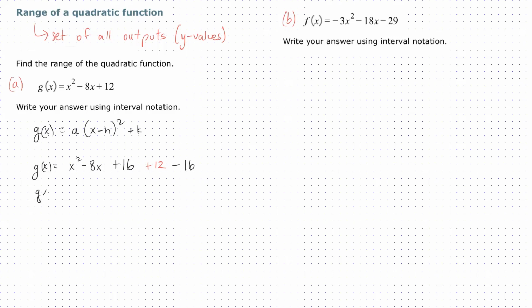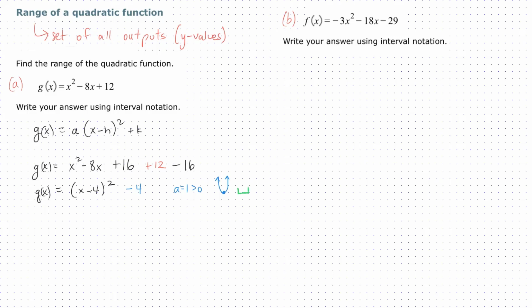Now we change the look of this function: x minus 4 quantity squared, and then plus 12 minus 16 is simply subtract 4. Because this is a parabola going up, how do I know this is going up? A here is 1, which is positive. This parabola is going up. So there's a minimum y value, and then the rest has to go higher than that, because that's the minimum.